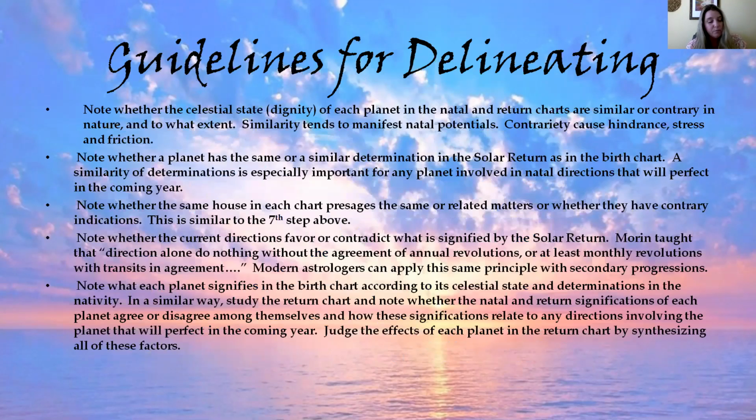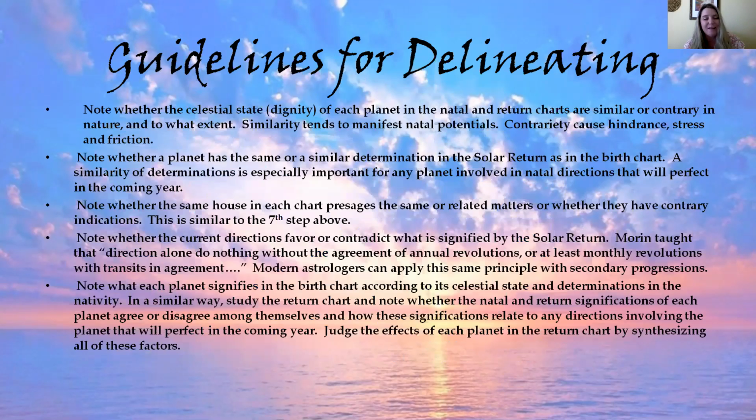Note what each planet signifies in the birth chart according to its celestial state and the determinations in the nativity. In a similar way, we study the return chart and note whether the natal and return significations of each planet agree or disagree among themselves, and how these significations relate to any directions involving the planet that will perfect in the coming year. And then judge the effects of each planet in the return chart by synthesizing all these factors.